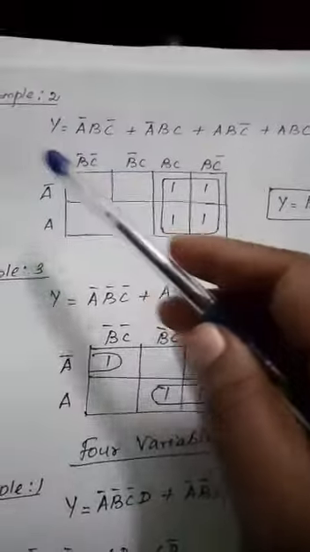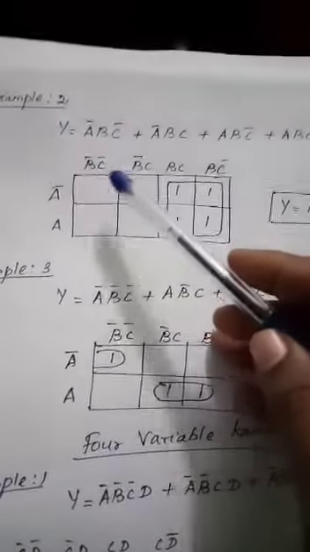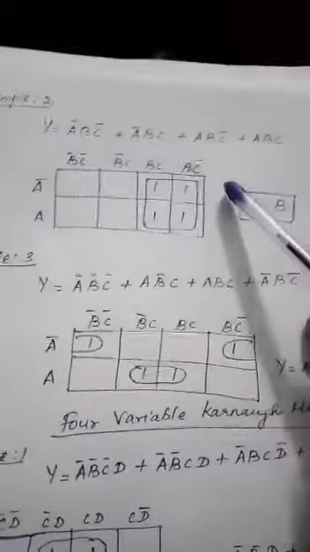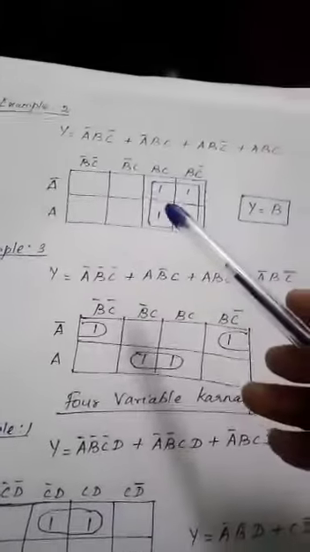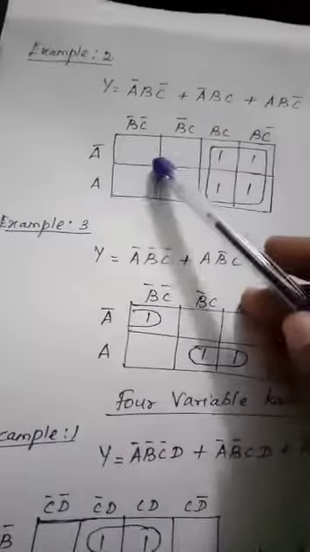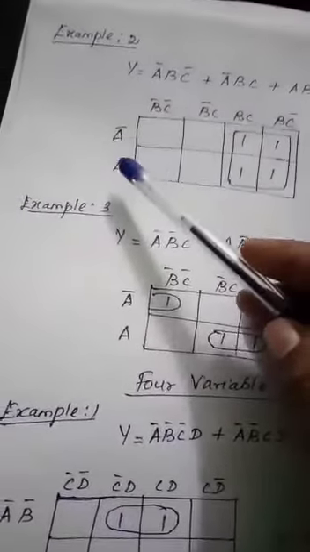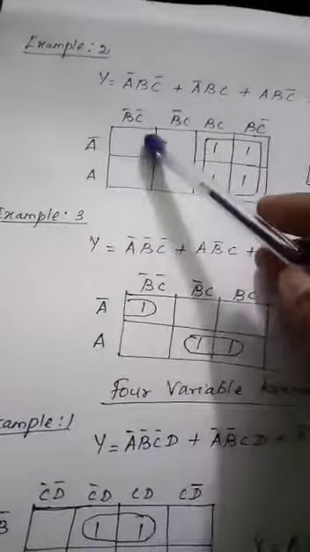Now example 2. First we saw example 1, and now example 2 for the 3 variable Karnaugh map. Here is one example: Y is equal to a bar b c bar plus a bar b c plus a b c bar plus a b c. Now we want to simplify this big expression using the Karnaugh map. Already we have the graphical representation, and we have plotted A bar, B bar C bar, B bar C, B C and B C bar.